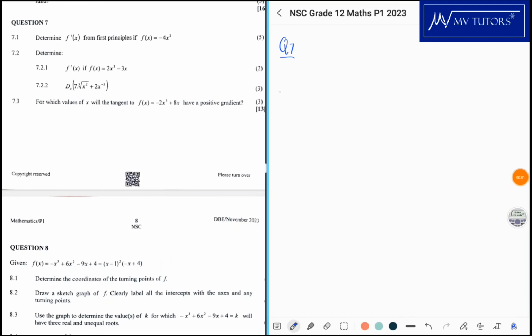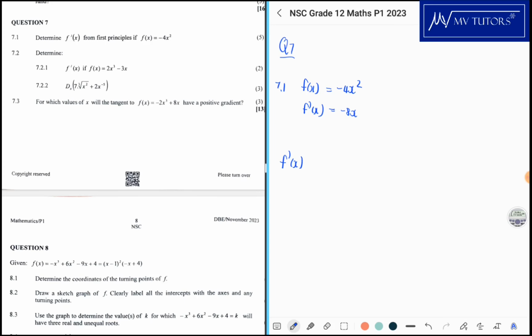Question 7, we're going to deal with calculus. Determine the first derivative from first principles, and it's 5 marks. Guys, this is where you should score your marks. Literally, you cannot get this wrong. What answer are we expecting? If we just use the power rule, 2 times negative 4, negative 8x, that's what we're expecting. If you don't get negative 8x, then somewhere is wrong.